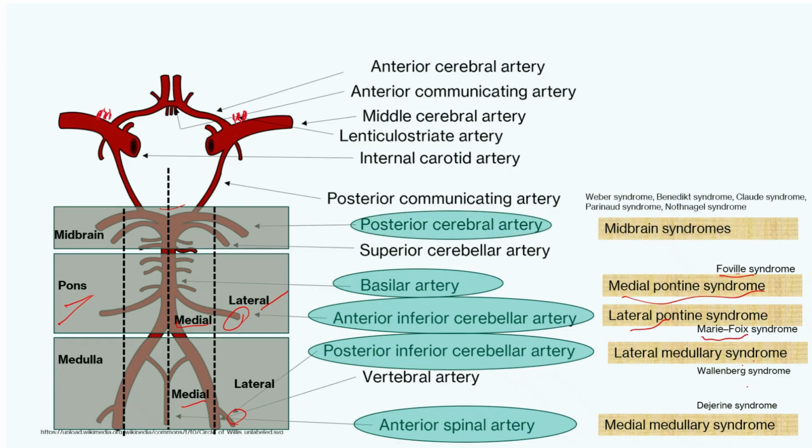And for the posterior cerebral artery, which supplies the major portion of the midbrain, we have different midbrain syndromes. All of them result from the occlusion or involvement of the posterior cerebral artery. There are five different named syndromes: Weber syndrome, Benedikt syndrome, Claude syndrome, Parinaud syndrome, and Nothnagel syndrome.